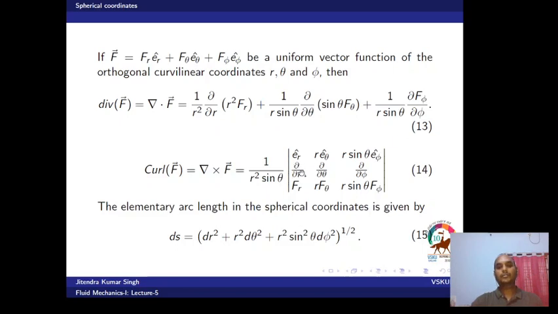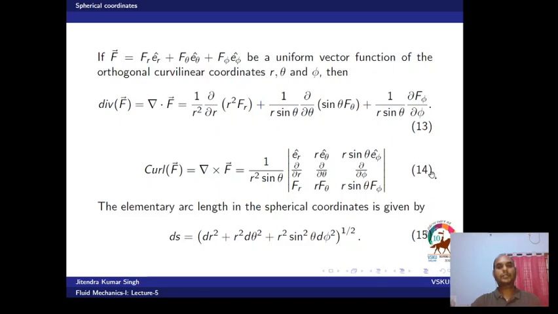In the second row, dou by dou u1 is replaced by dou by dou r, dou by dou u2 is replaced by dou by dou theta, and dou by dou u3 is replaced by dou by dou phi, because u1, u2, u3 are r, theta and phi. In the third row, the first element is h1 f1, so h1 is 1 and f1 is f_r. Then h2 f2, where h2 is r and f2 is f_theta, and h3 f3, where h3 is r sin theta and f3 is f_phi. So this is the expression of the curl of a vector field f in the spherical coordinate system.